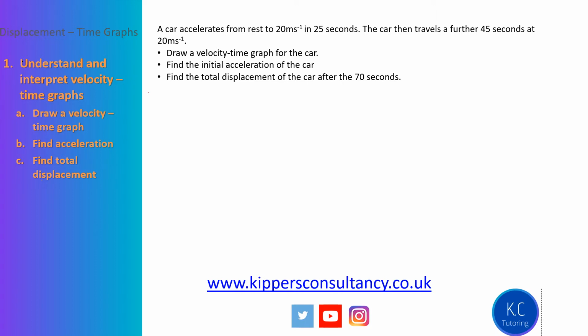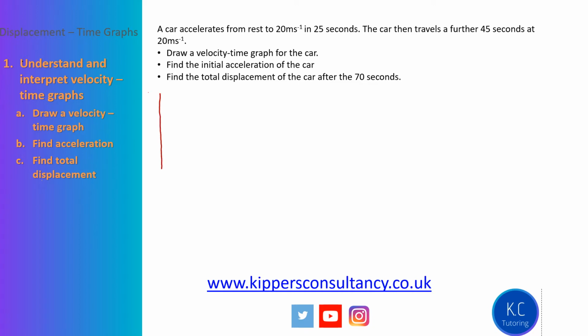So in this example, a car accelerates from rest to 20 meters per second in 25 seconds. The car then travels a further 45 seconds at 20 meters per second. First thing we need to do is draw a velocity time graph for the car.